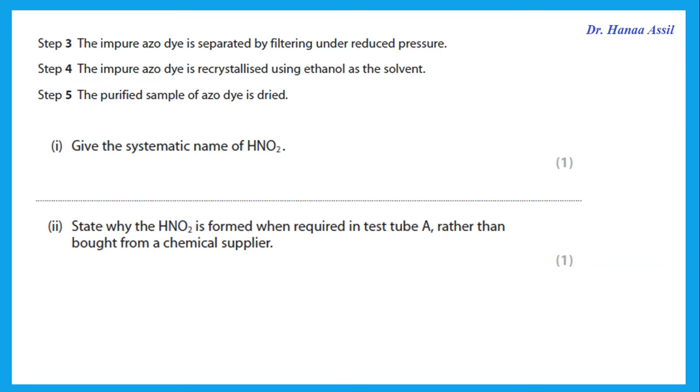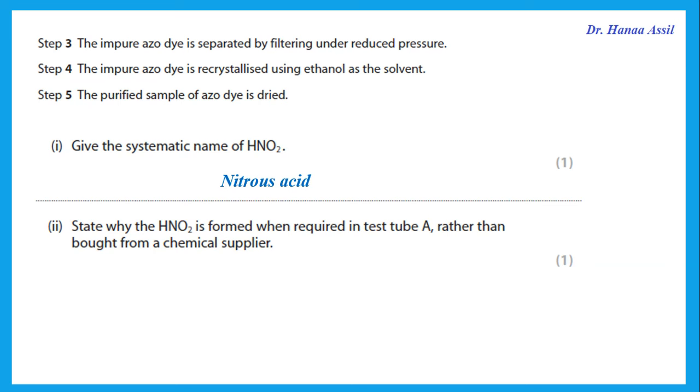And the first question is, give the systematic name of HNO2. What is HNO2? This is called nitrous acid. Remember, HNO3 is nitric. HNO2 is nitrous acid.